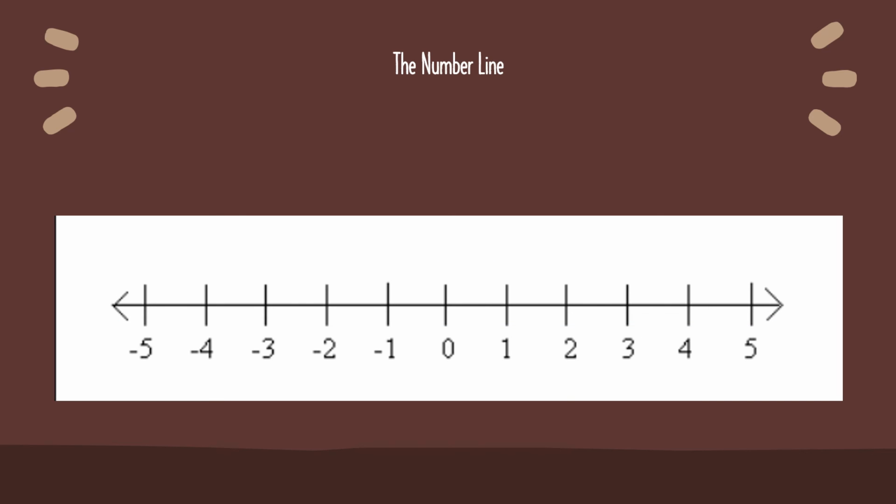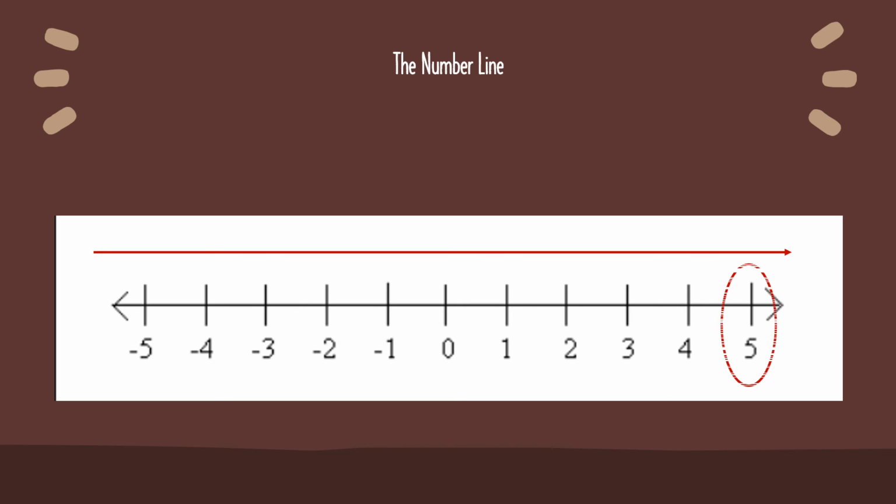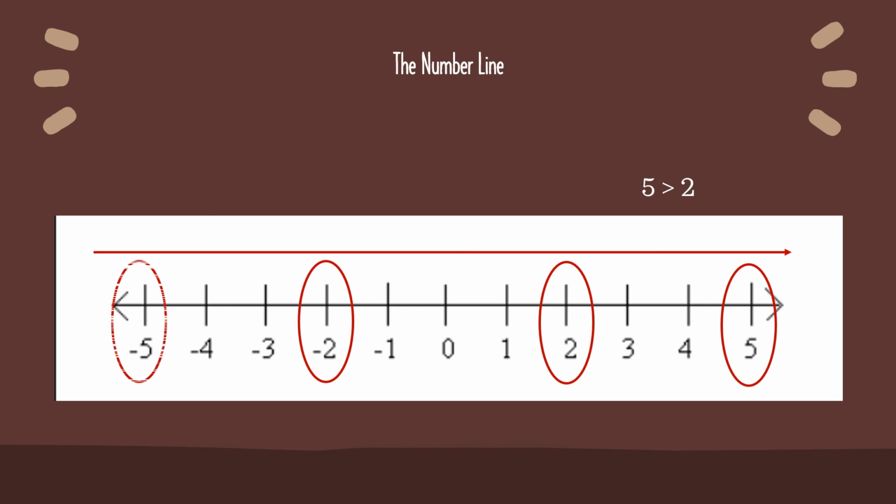We will now take another look at the number line. Remember that in a number line, the numbers are growing up as we go to the right. So the numbers on the right are higher than the numbers on the left, which means 5 is higher than 2. So 5 is greater than 2. So if you look at the negative side of it, minus 2 is greater than minus 5.